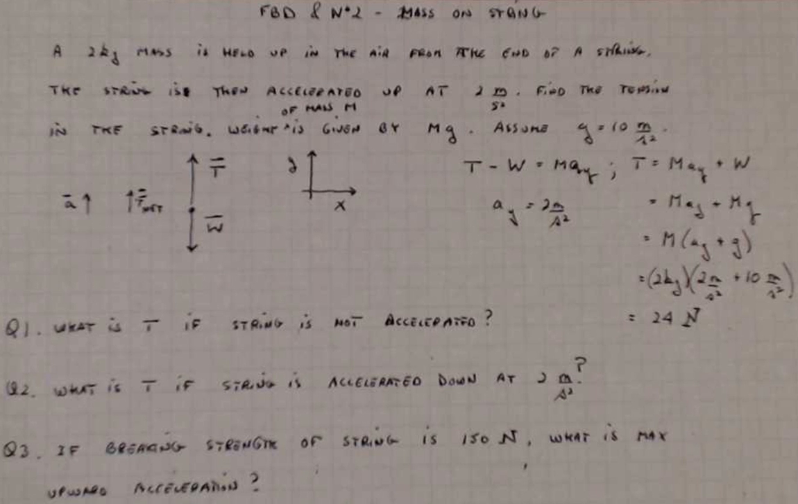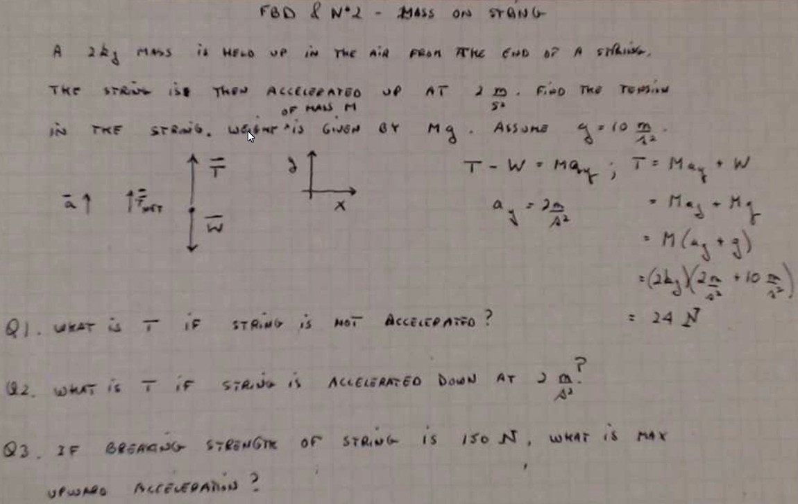This is an example of a free body diagram in Newton number 2. We will take a situation where we have a mass on a string. So let's say that we had a 2 kilogram mass, held up in the air from the end of a string, and that the string is then accelerated upwards at 2 meters per second squared. Find the tension in the string.